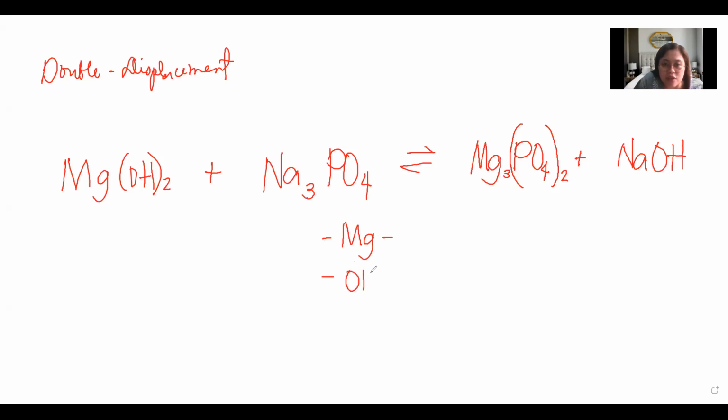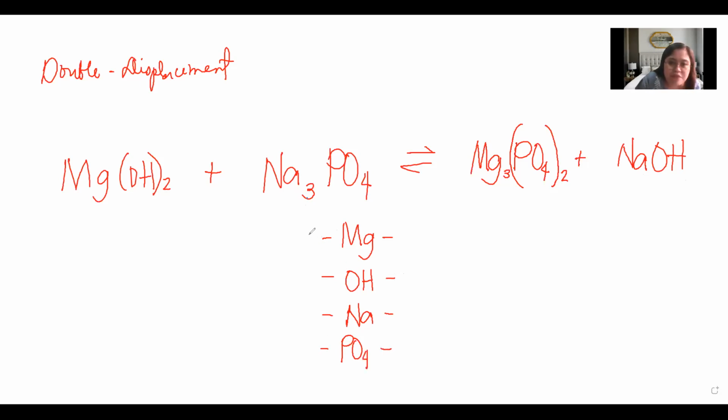Therefore, isusulat ko siyang OH. Hindi ko i-break yung kanyang components na oxygen and hydrogen. Bakit? Kasi yung OH dito sa reactant, OH pa rin naman siya sa product. Di naman sila naghiwalay. So, pwede rin siyang i-count na lang as one. And then we have sodium. And for phosphate, as you can see, PO4 siya dito sa reactant. Pero PO4 lang din siya sa product. So, I'll count them as one also. So, we will have PO4.